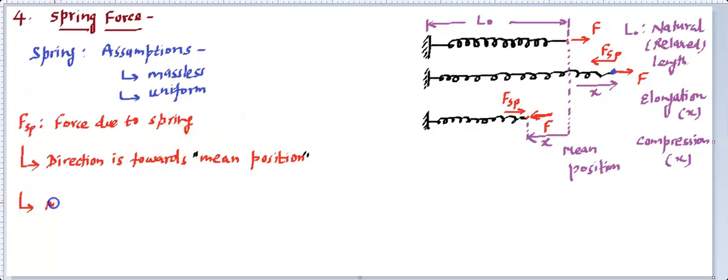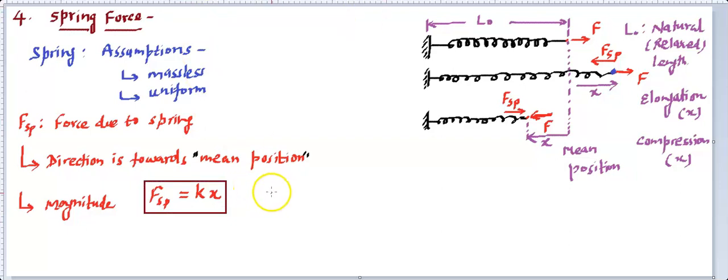Next, magnitude. Now you need to remember this. The magnitude of this spring force is given by F_SP, or you can write F only. This is going to be equal to kx. x is the elongation or compression. So whatever amount you elongate or compress, that has to be used along with some constant. So k is a constant, where k is called the spring constant.